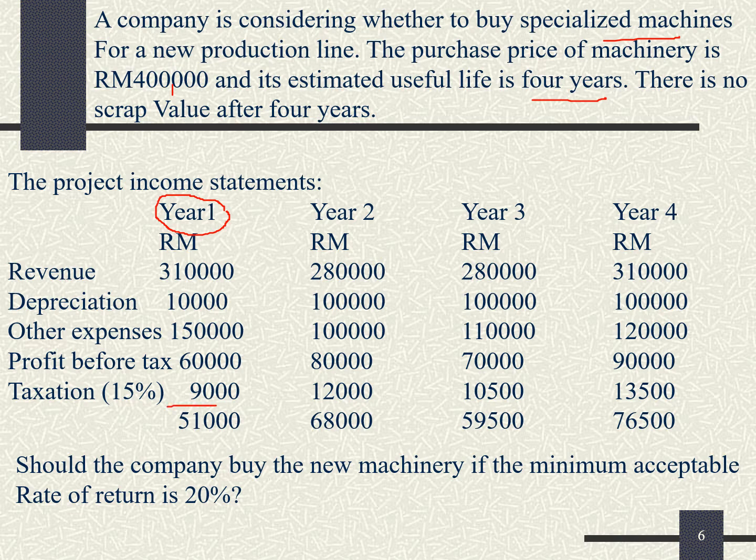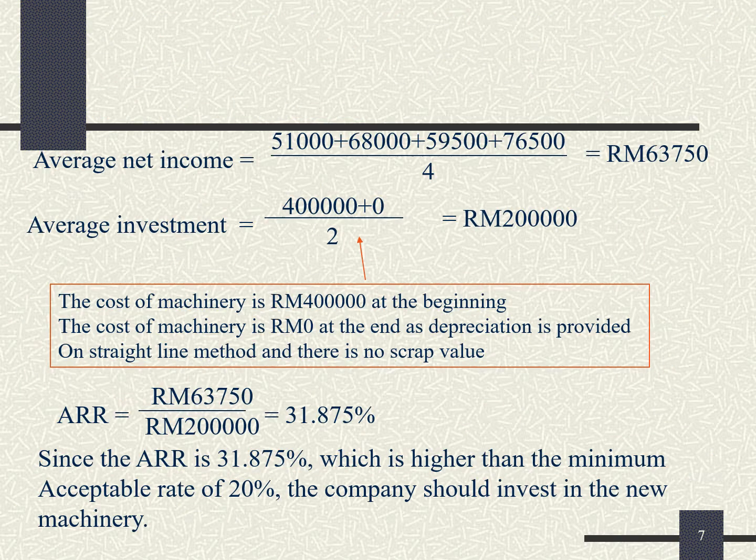And then this one, dia punya tax, after tax lah. Ni before tax, after tax dia beri. After tax, because dia ada 15%. So, tolak lah. So, should the company buy the new machinery if the minimum acceptable rate of return is 20%? Soalan dia. So, kita tengok macam mana menjawab ni.